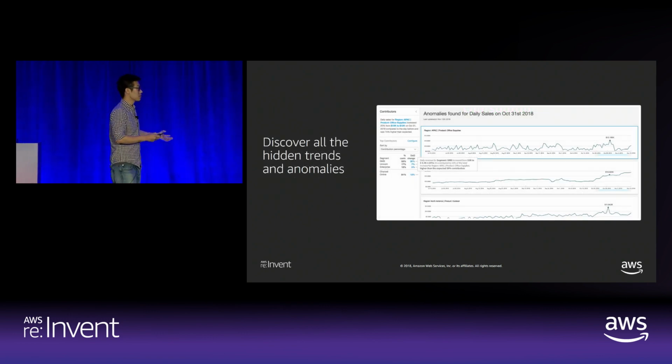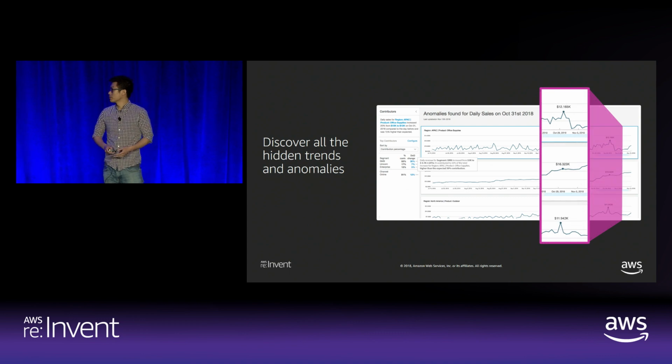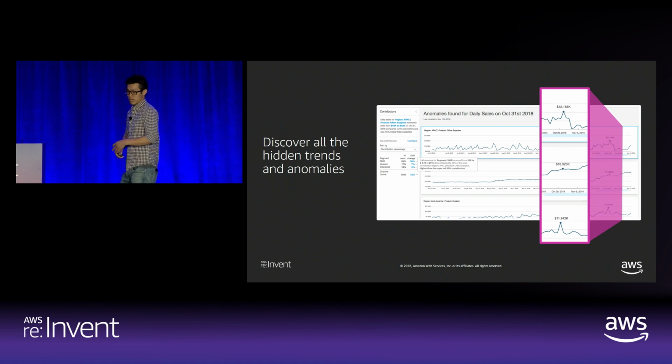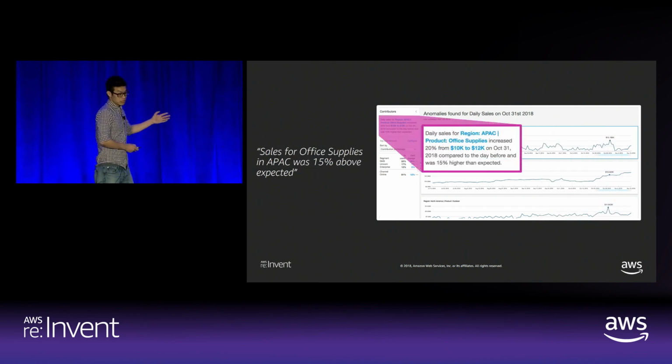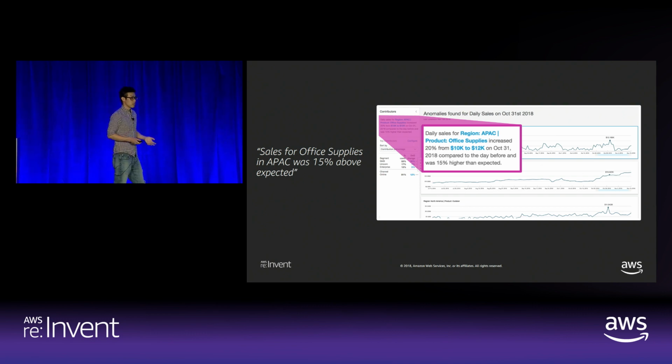So I want to run you through an example here. With QuickSight machine learning anomaly detection, you will be able to identify all the anomalies that are happening within your business. We'll help you discover all the hidden trends. And not just that, but we'll also narrate what those anomalies are, right? So we'll be able to tell you that sales in office supplies for the Asia Pacific region saw a 15% increase above the expected value. So we run not just anomaly detection, but we'll also tell you what was expected.